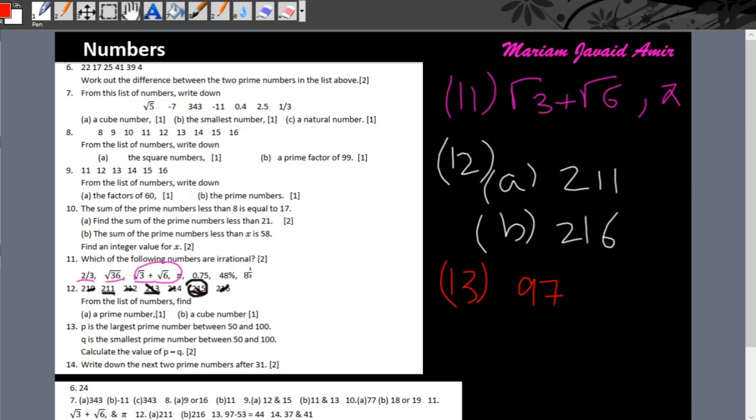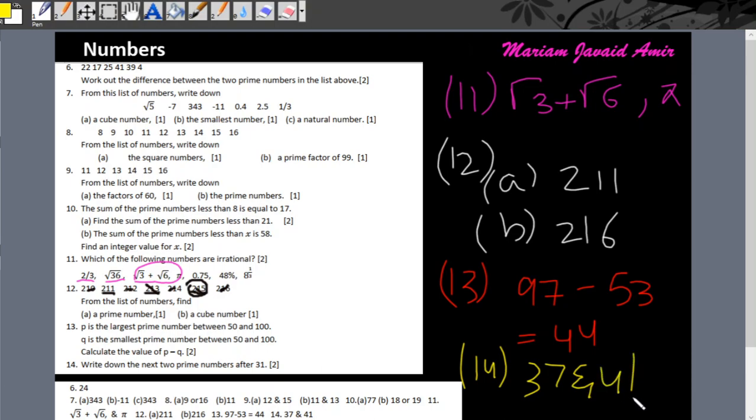And then the smallest prime number between 50 and 100. 51 is not a prime number like we've discussed earlier, it comes in the table of 17. 53 is a prime number, so 97 minus 53 will give us 44. So 44 is the answer. And the last question of this worksheet finally is: write down the next two prime numbers after 31. So that's simply 37 and 41.